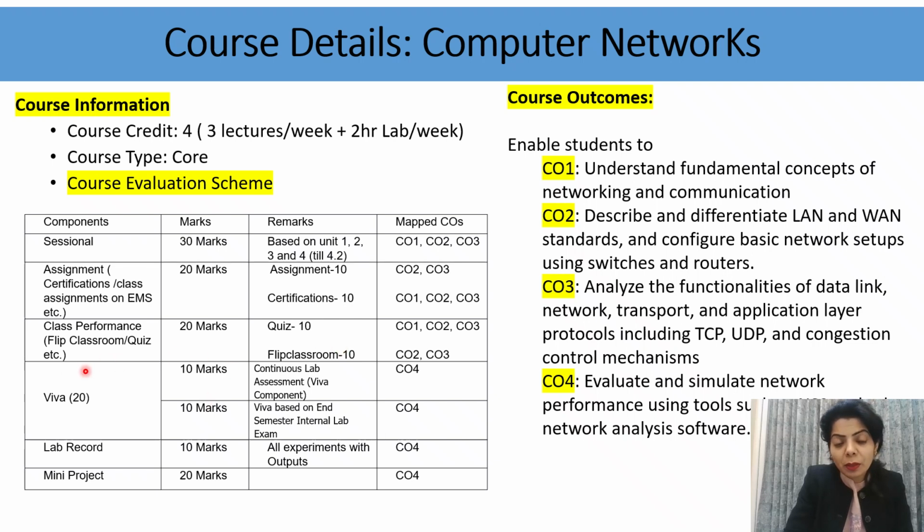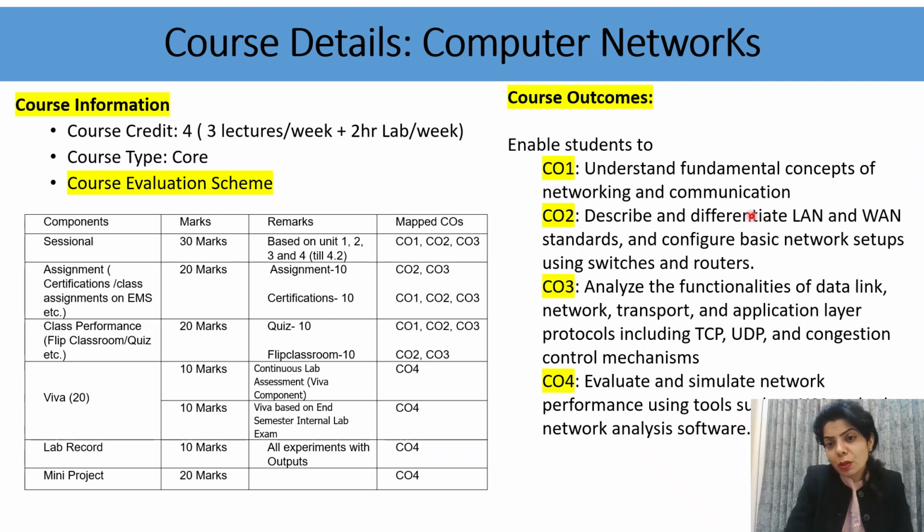And then there will be 20 marks for the Viva components: 10 marks for your continuous lab assessment portion. In every lab, we'll assess you and take your Viva. Based on that, 10 marks will be given, and 10 marks will be given on the basis of your internal lab exam. There again we will conduct a Viva and evaluate you. 10 marks for the lab record, and finally 20 marks for the mini projects. So this is the complete breakup of your 120 marks.